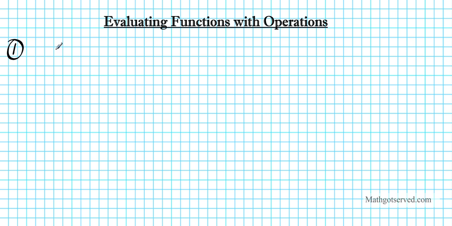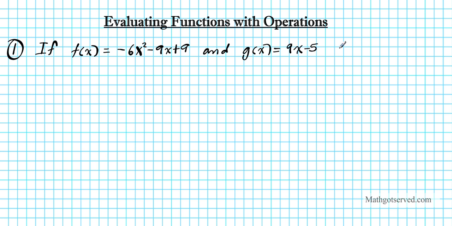So for number one, if f of x equals negative 6x squared minus 9x plus 9 and g of x equals 9x minus 5, find the value of 3 times f of 4 minus f of negative 3 times g of negative 4.